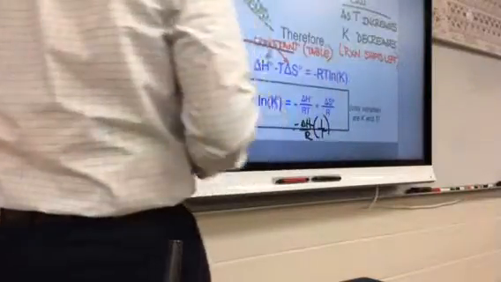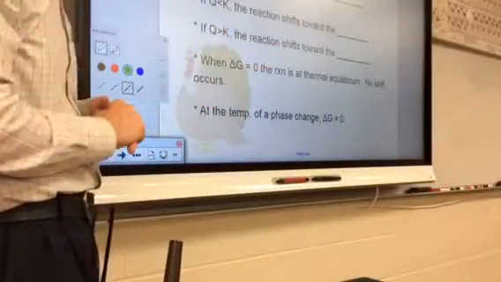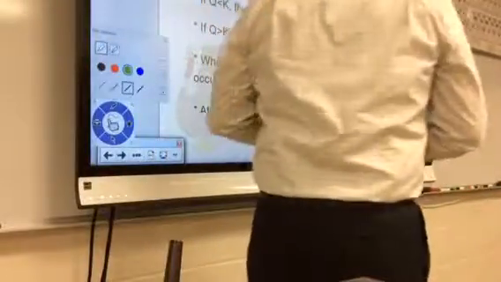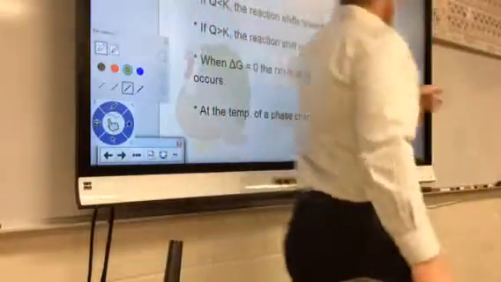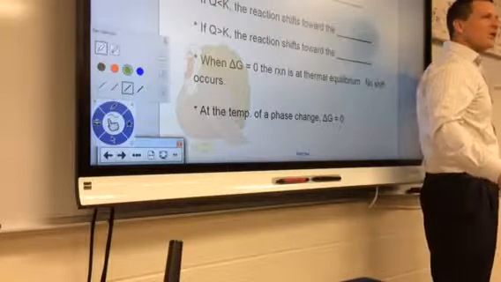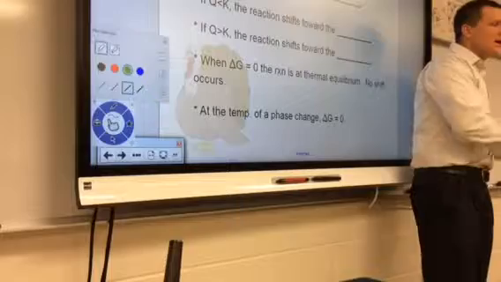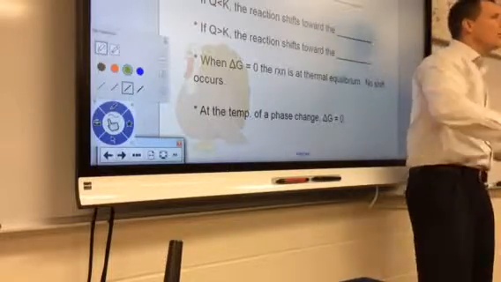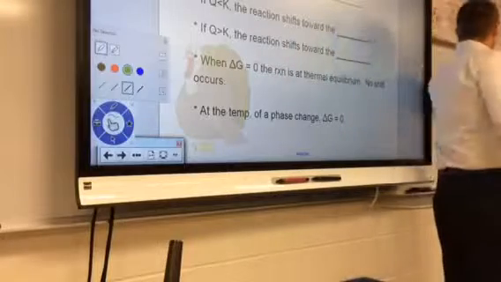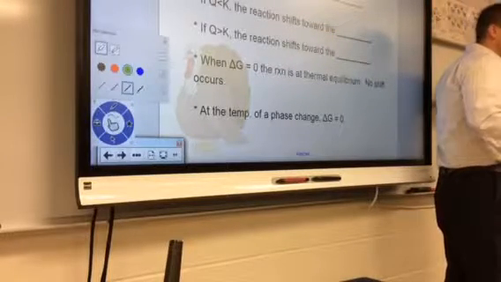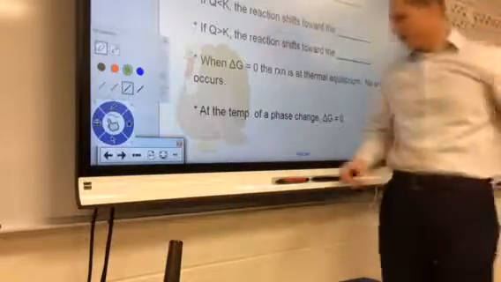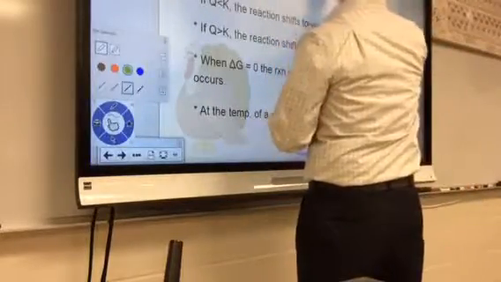So if we could go a little simpler for a moment. If K is greater than 1, knowing this is how we calculate K, what does that mean about the reaction? Would the reaction favor the products, meaning there's more products at equilibrium, or more reactants? There's more products, because K is the ratio of products to reactants. If K is greater than 1, the numerator has to be bigger than the denominator, and therefore the reaction favors the products.